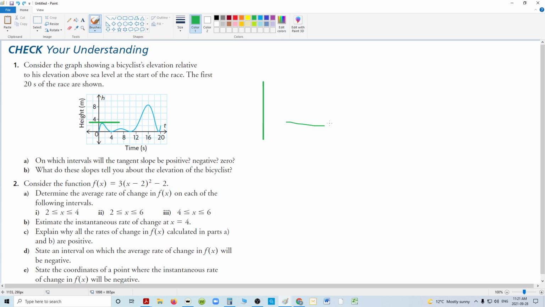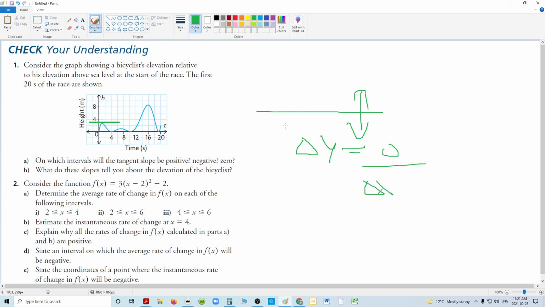But for horizontal lines, the delta y is 0. It's not going up, and it's not going down. And delta x is the distance it's traveling here, so it will be a number. And 0 divided by any number is 0. That's why horizontal lines have a slope of 0. Okay, that means horizontal lines will exist at any peaks, and don't forget, any bottoms.